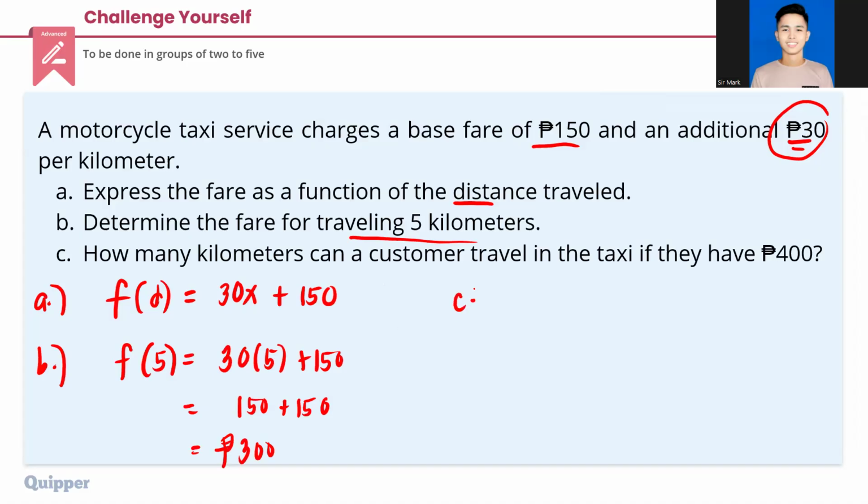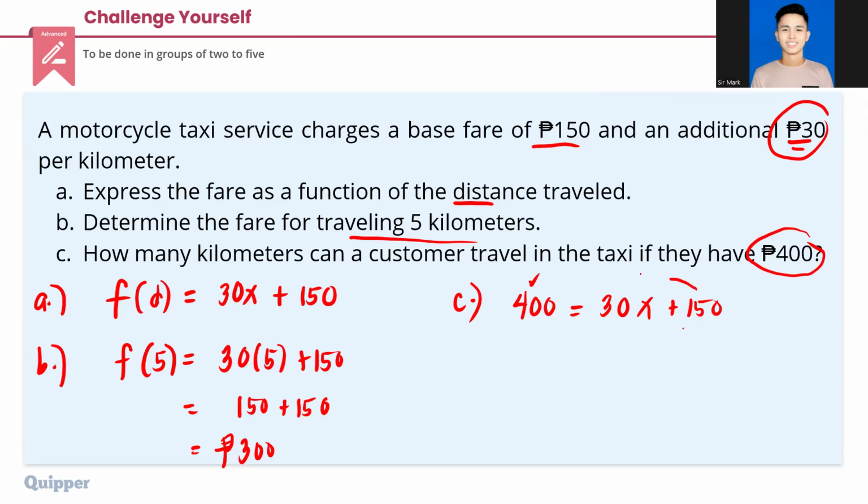For letter C, how many kilometers can a customer travel? For example, you only have 400 pesos. This is the money that you have. The question is how many kilometers can the customer travel with this money? So if we have this function, that means we equate this to 400, and then we will be solving for x. We don't know how many kilometers, but we know that the money is 400. And then let's solve for x. Remember, x represents the kilometers, the distance.